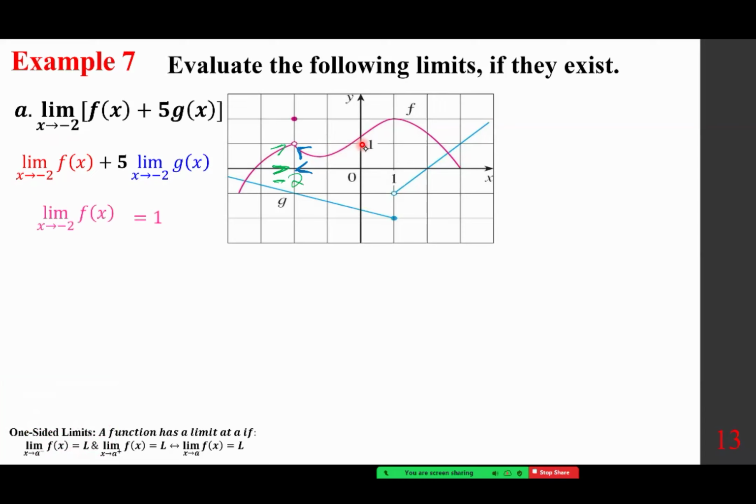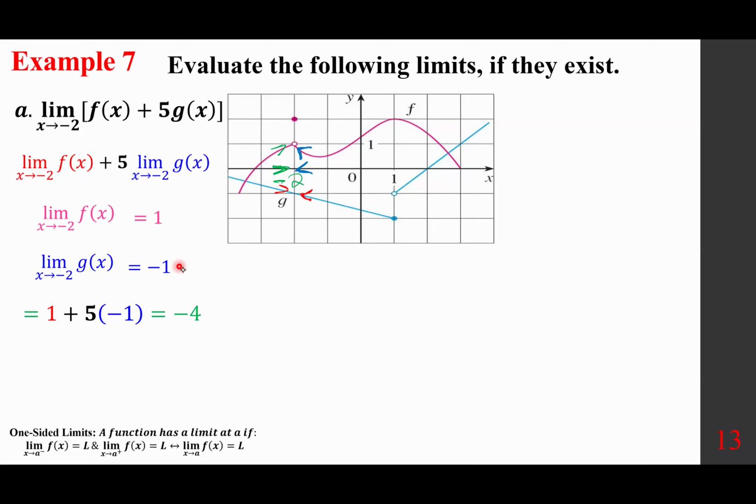For g of x, the blue function, -2 from the left and right, takes us from the left, and from the right to this point, and this point, as a y coordinate -1. So you say this is 1 plus 5 times -1, and it's -4. And you're done with the first part.